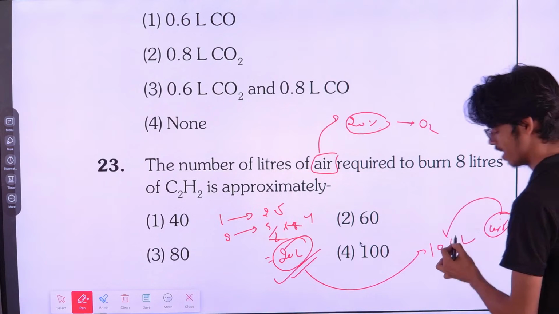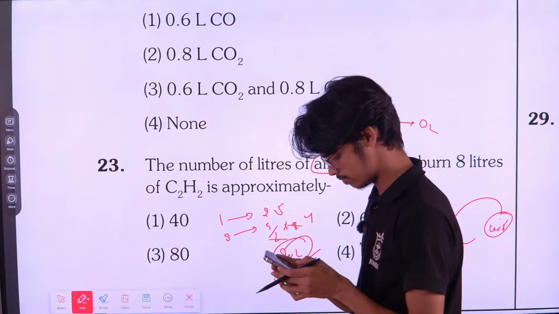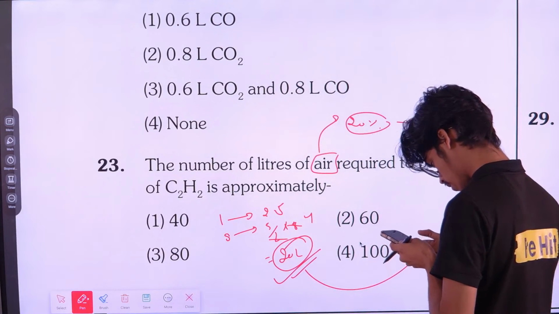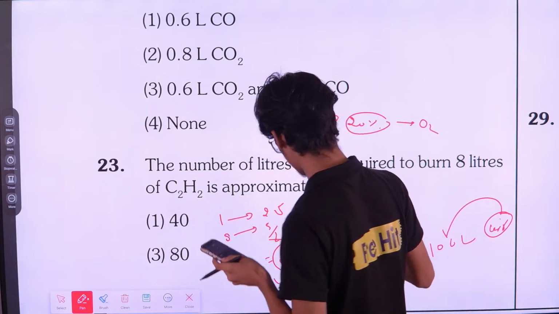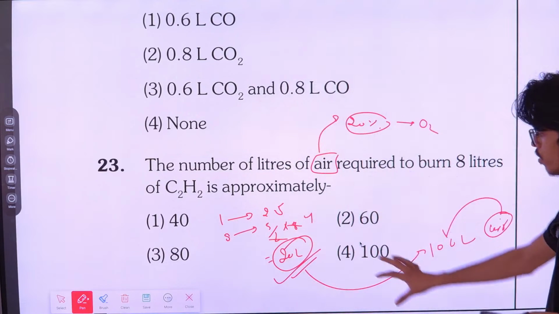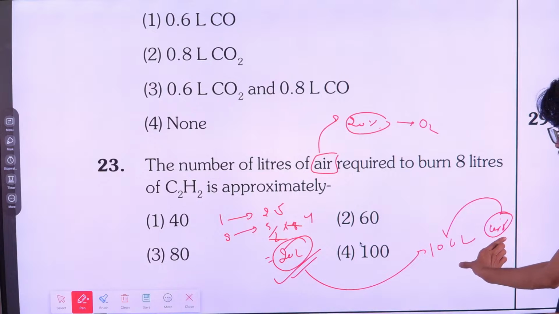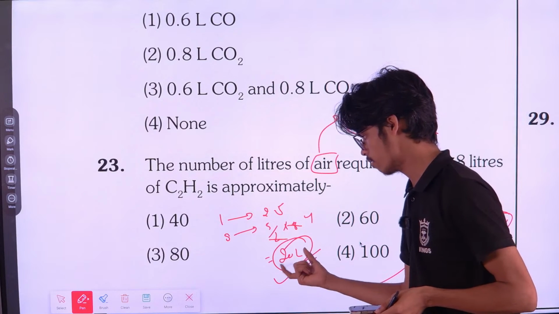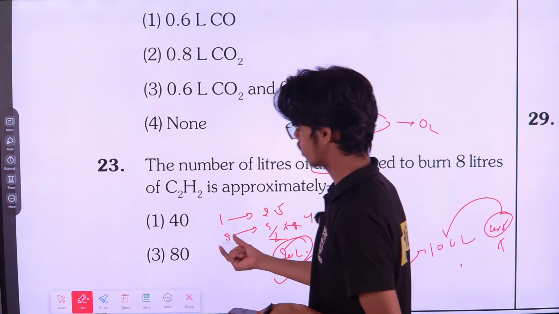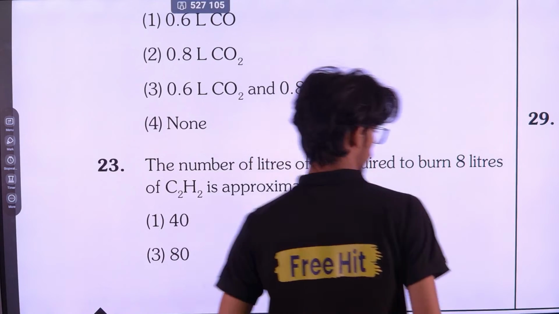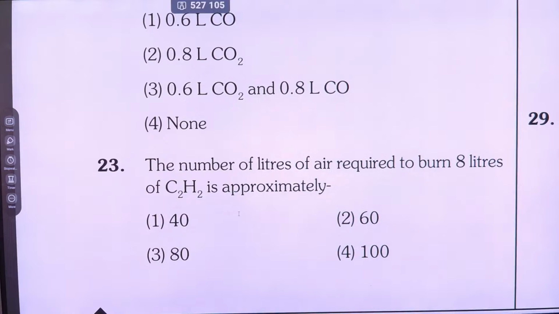I thought air is actually taken as oxygen. So 20 liters of O2 divided by the fraction of oxygen in air. Thank you Nandini Priya and thank you Priya Jyoti for telling me the answer. That's how you do it. So air is 100 liters, in that 20 liters will be oxygen, and that will be able to burn 8 liters of ethene. Now 23 is done. Let's go on to 24.